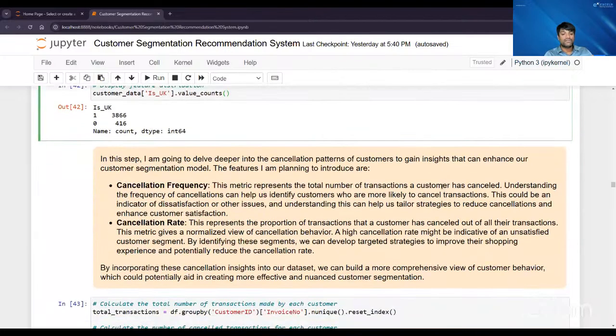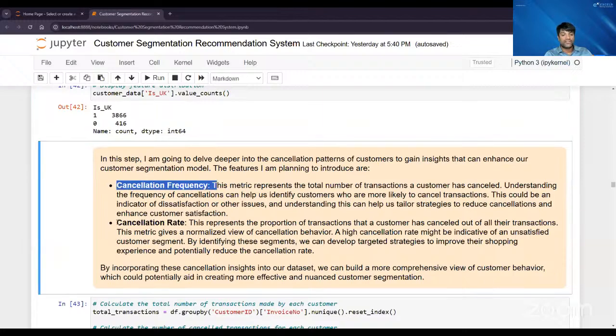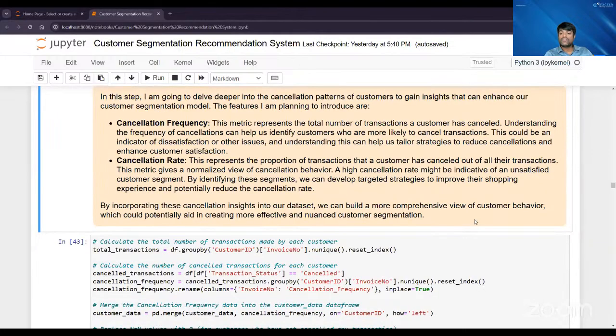Next, let us identify the cancellation frequency and the cancellation rates. This is also very important. It is not just about understanding how much of purchases are being made. We also have to understand why a particular person is canceling the products. What is the reason for it? Maybe he is not satisfied with the reviews, or maybe he has got a better deal.